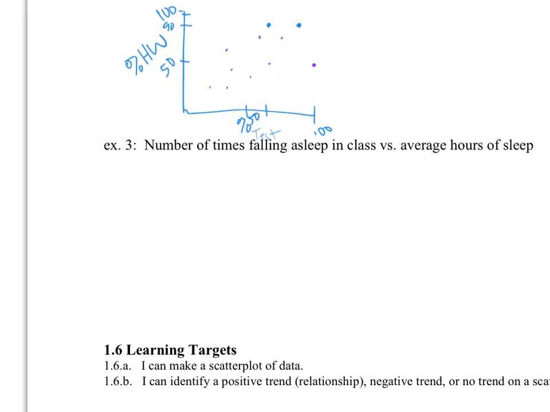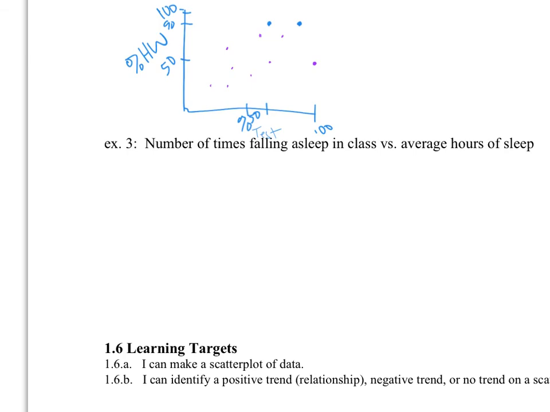Wait, do we have to do 2 dots for a person? No, you don't. This would be different people. Oh. Each dot is a different person. Okay? Yep. Let's do this one. Number of times falling asleep in class versus average hours of sleep.